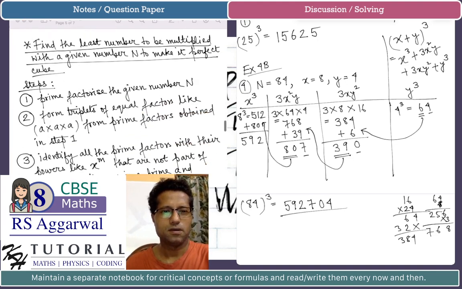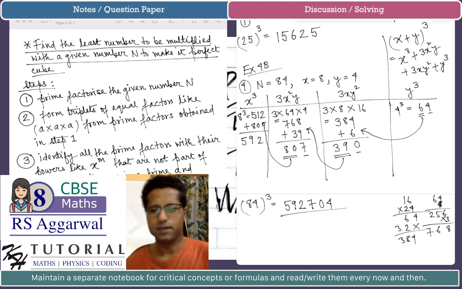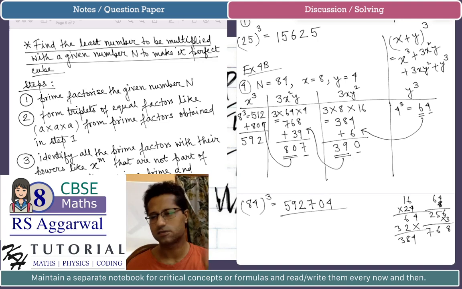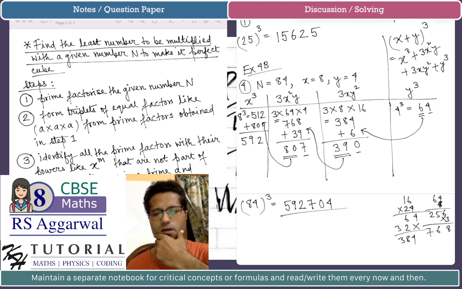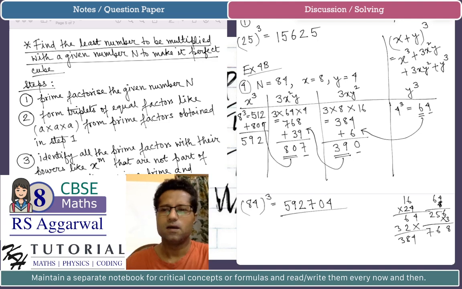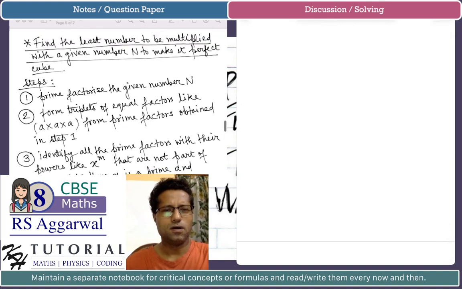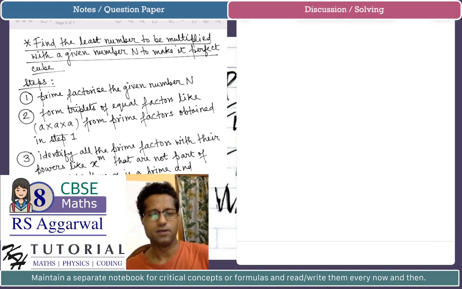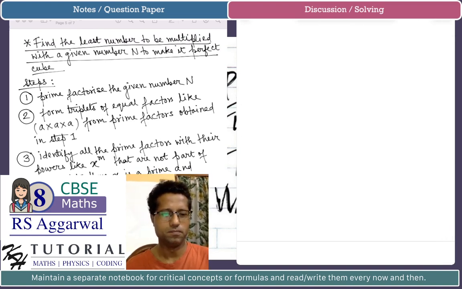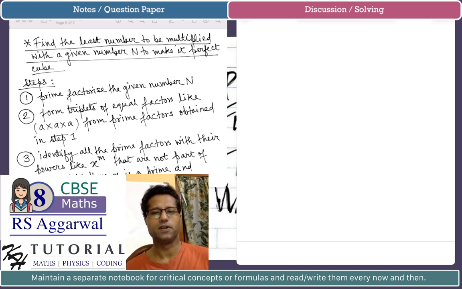So now the two very standard patterns or standard variations of problems that are asked based on the prime factorization of a number. Find the least number to be multiplied with a given number n to make it a perfect cube. So you will be given a number n, which obviously is not a perfect cube, and you have to find the least number that needs to be multiplied with n to make it a perfect cube.